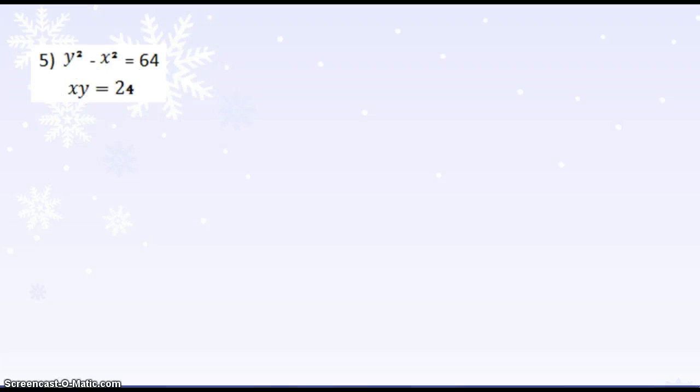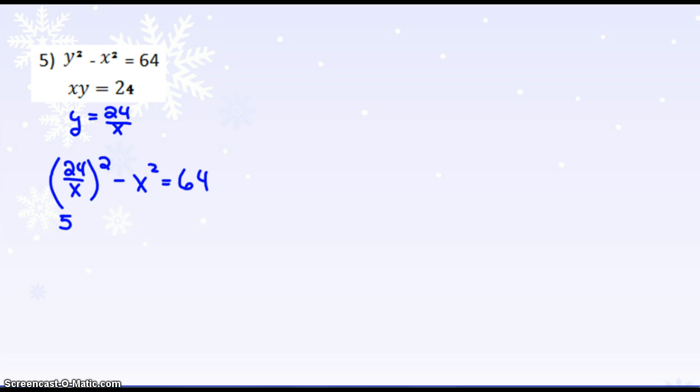Number 5 is going to be a you try. I just want to get you guys started that I think the easiest way to deal with this one is to go ahead, divide by x here. So you have y equals 24/x. You're then going to plug that in over here. So 24/x quantity squared minus x squared equals 64.